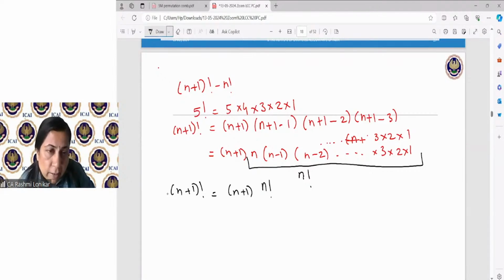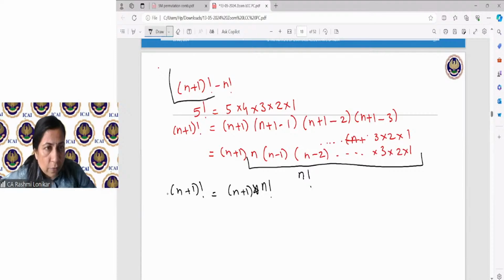Now keep in mind here there is multiplication. This is not n plus 1 into n, then factorial; it is n plus 1 into n factorial. The factorial is attached to the n. That factorial is with the n. So, I can write n plus 1 factorial as n plus 1 into n factorial.